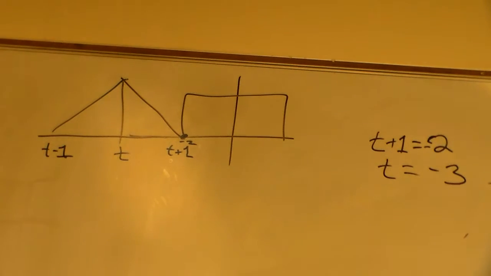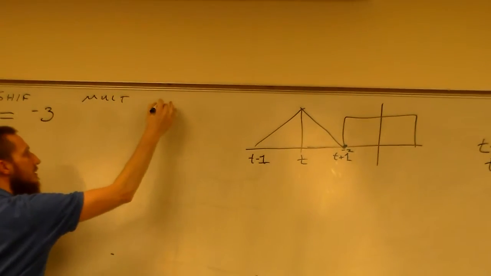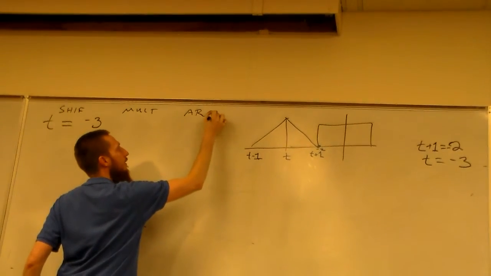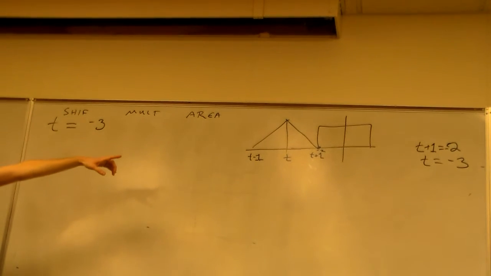And if you have nice engineering paper, which helps on a test, you can also have those nice little boxes. And you can count boxes and put this up so it's at scale. So then you can just count how many boxes over it is. Does that make sense? Okay, so at t is equal to minus 3. So this is the shift. And this is going to be the multiply. And this is going to be the area. What do we get with this multiplication?